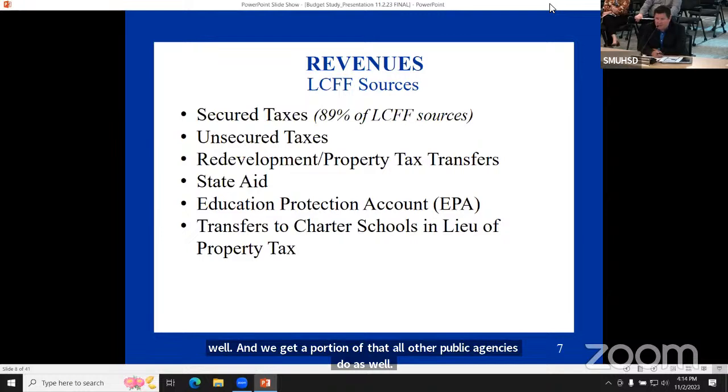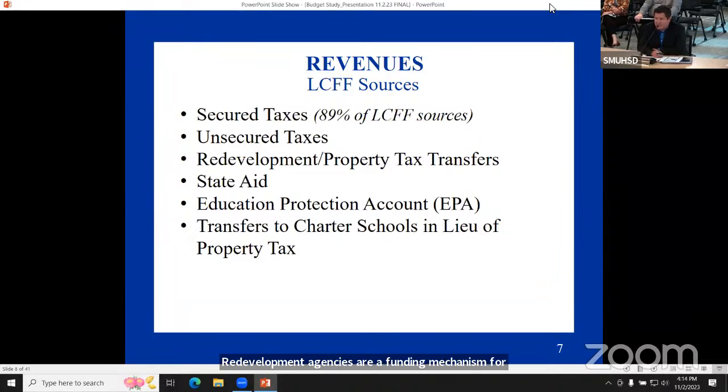Redevelopment agency and property tax transfers. Redevelopment agencies are a funding mechanism for municipalities to support projects that limit blight in a community. They have since been eliminated in the state of California, but those are winding down statewide. Some of that transfer flows in as a transfer unrestricted. And some of those funds are restricted to facilities and are transferred to Fund 21. They are restricted by agreement of those RDAs and the school district.